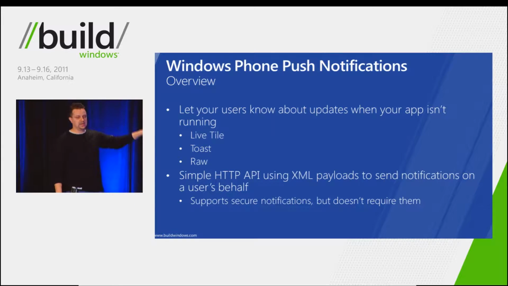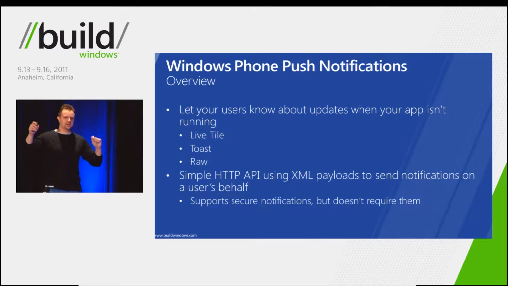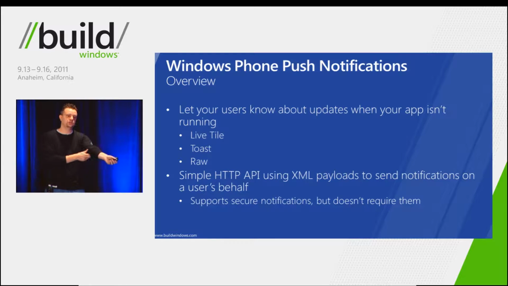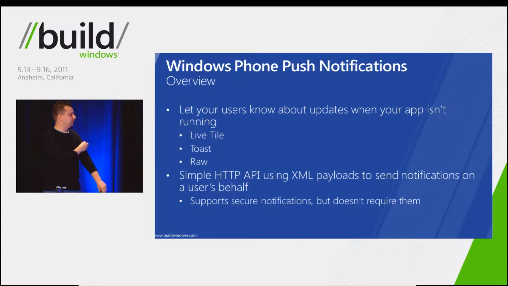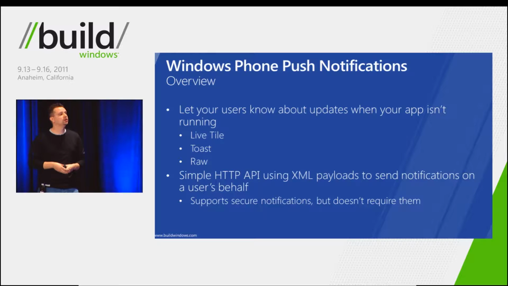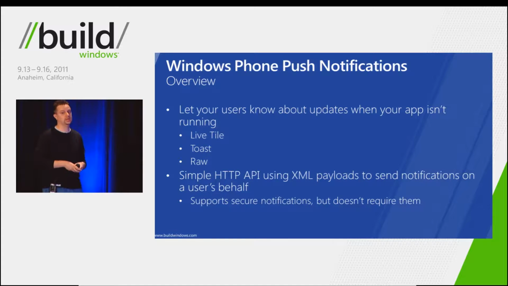Overall, I'll show a diagram of how it works, but there's just a simple HTTP API, and you pass these XML blocks, which are pretty small actually, to the push notification service. It supports secure connections, but out of the box you actually don't have to use them. By secure connections, I mean a certificate-based connection. They have HTTPS, but you can set up your own certificate so that they know exactly which servers are sending them stuff. That allows you to do unlimited push notifications. By default, the unsecured way without your own certificate, you get 500 push notifications per user per app per day.